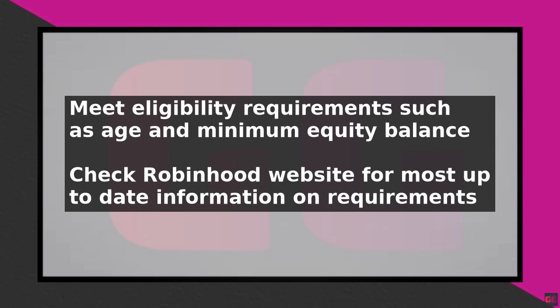Once you have met the eligibility requirements, you can initiate the upgrade process. This will typically involve agreeing to the terms and conditions of the margin account, which will include information about the interest rates and fees associated with borrowing money from Robinhood.